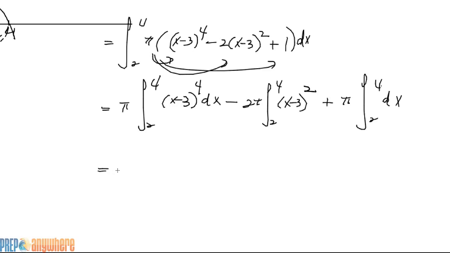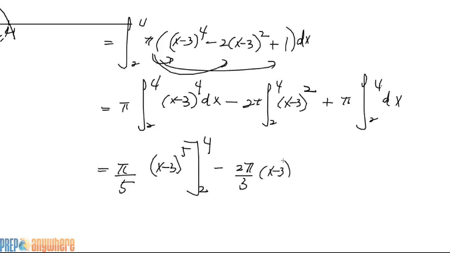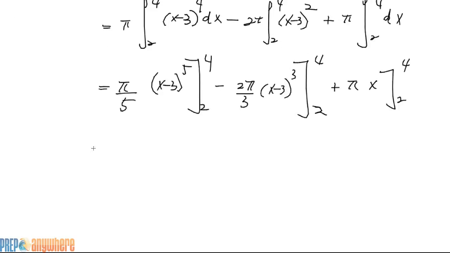So pi, the antiderivative of that is going to be x minus 3 to the power of 5 times 1 over 5. We're going to plug in 2 and 4 in there. Then 2 pi over 3 times x minus 3 to the power of 3, plug in 2 and 4. Pi, and here just x, plug in 2 and 4. So pi over 5, plug in 4, that's 1 to the power of 5, plug in 2, you're going to get a minus 1 to the power of 5, so you get a minus 1.